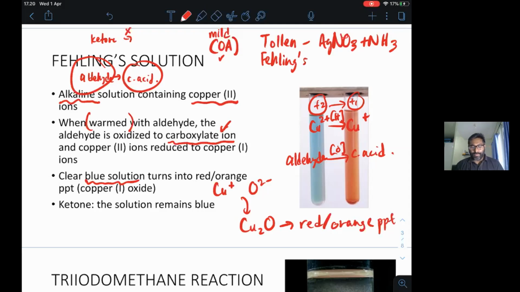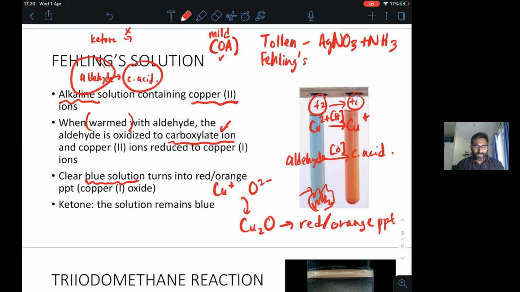So if you are using a ketone, the solution remains blue, still remains as Cu2 plus. But if you are using an aldehyde, when you heat up, basically you need to heat up, what's going to happen? They are going to change into a red orange precipitate. So take note about all the positive results.